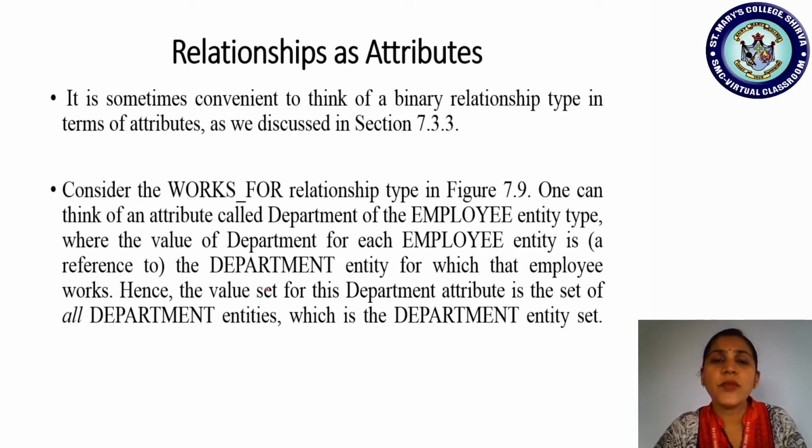It is sometimes convenient to think of a binary relationship type in terms of attributes. So consider the WORKS_FOR relationship type in the figure. One can think of an attribute called department of the employee entity type, where the value of department for each employee entity is the department entity for which that employee works. Hence, the value set for this department attribute is the set of all department entities, which is the department entity set. So, what does it mean?